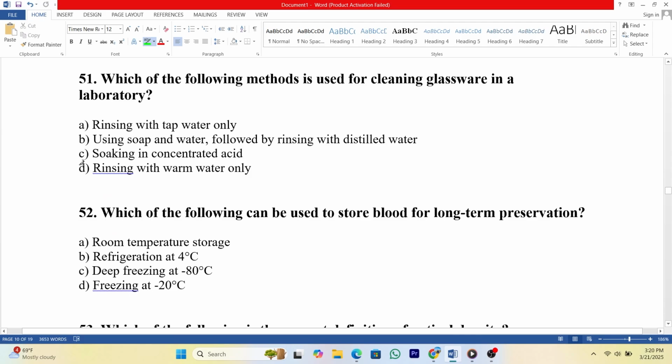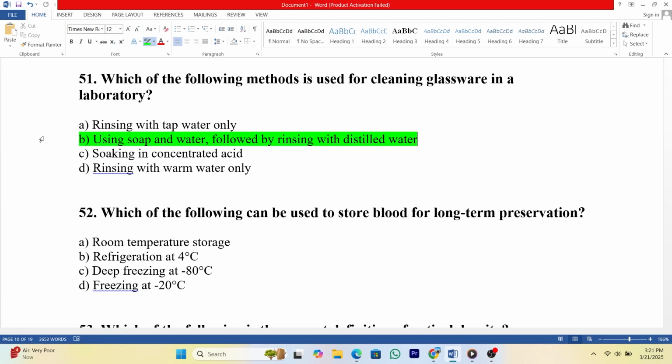51. Which of the following methods is used for cleaning glassware in a laboratory? A. Rinsing with tap water only. B. Using soap and water, followed by rinsing with distilled water. C. Soaking in concentrated acid. D. Rinsing with warm water only. Answer: B. Using soap and water, followed by rinsing with distilled water.